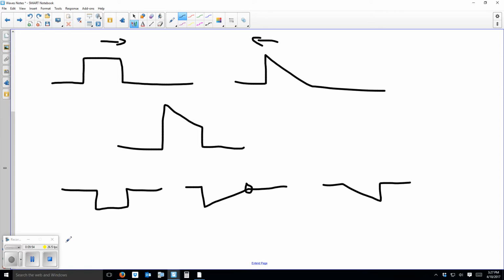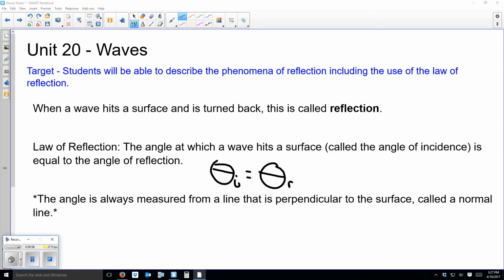Moving on to the idea of reflection, this is when you have any wave hitting a surface and it turns back. That is reflection. The law of reflection states that whenever light hits a surface, we call the angle at which it hits the surface the angle of incidence, and that angle has to be equal to the angle at which that ray or wave reflects off and bounces away. The angle we're talking about is always measured from a perpendicular line to the surface, and we call that a normal line.